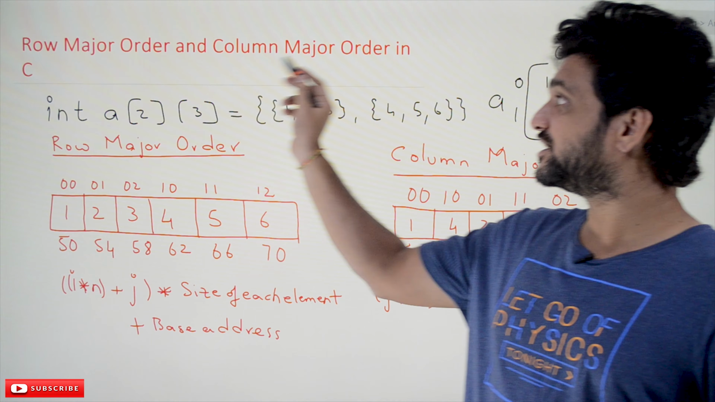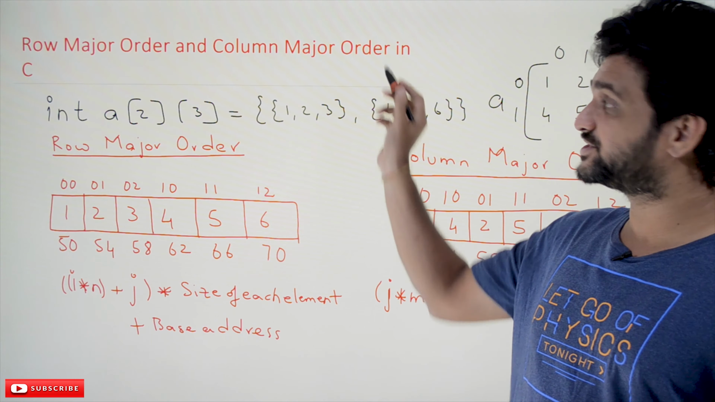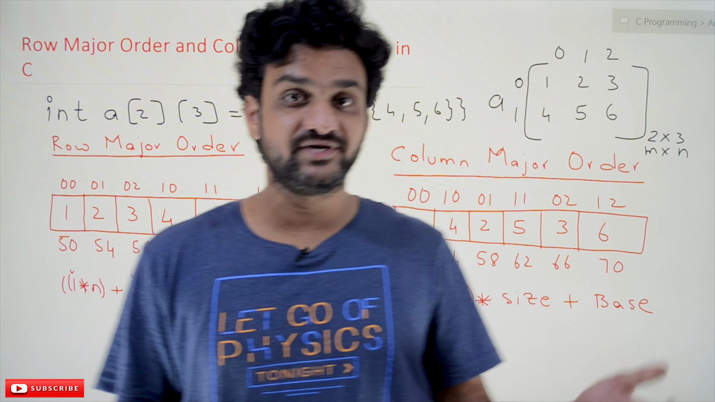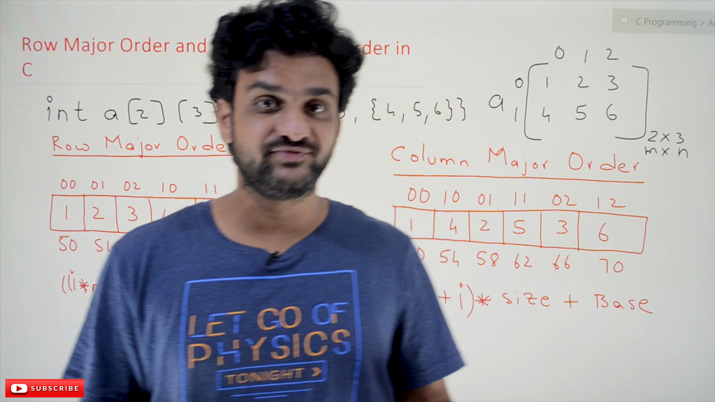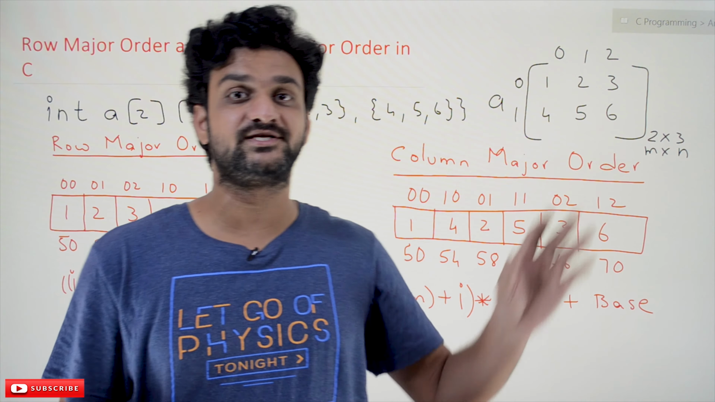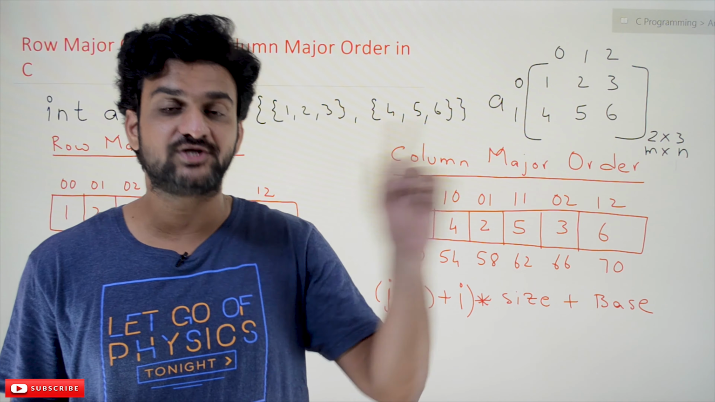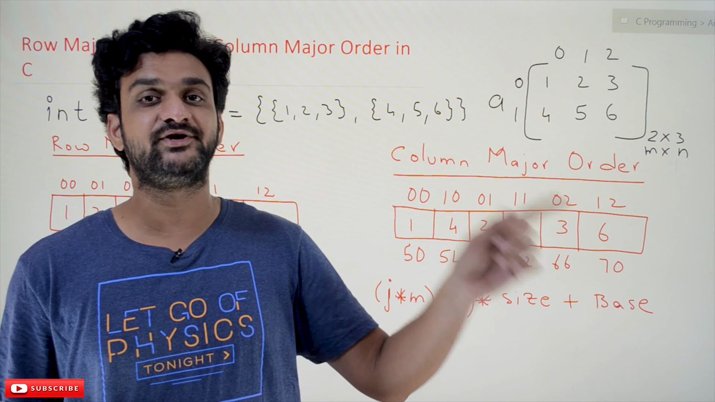I am Vikram. In this class, we'll try to understand row measure order and column measure order. This concept we have already discussed in our previous video. In order to understand what we are going to discuss in this video, it is very important to understand our previous video. If you haven't watched that video, please watch that video and come back here. Without understanding what we have discussed in our previous video, you may not be able to understand what we are going to discuss in this video.